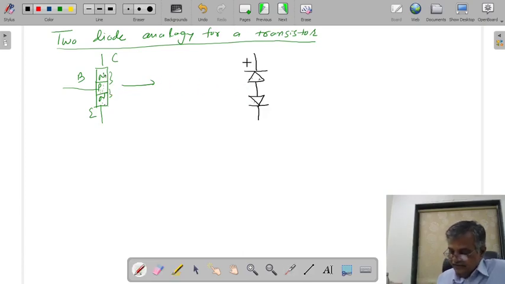This is N, so I am writing N. This is P, I am writing P here. This is again N, I am writing. So this is the emitter lead, this is the base lead, this is the collector lead. So you can draw any basic transistor amplifier circuit in this way also.